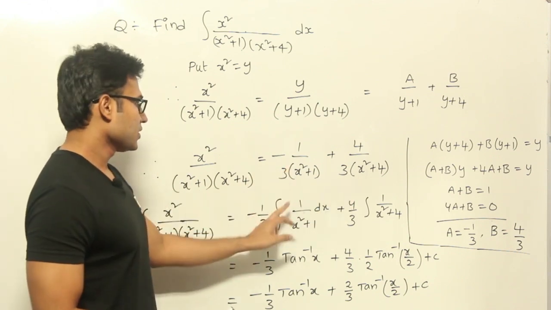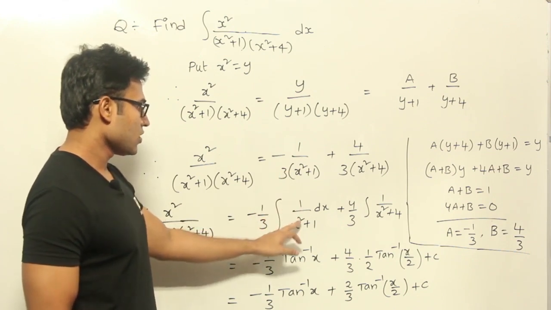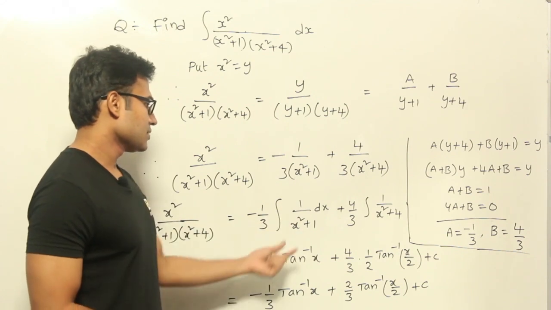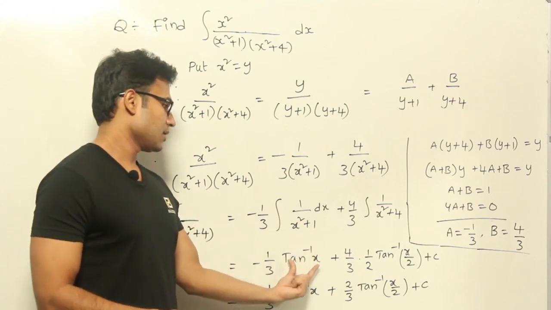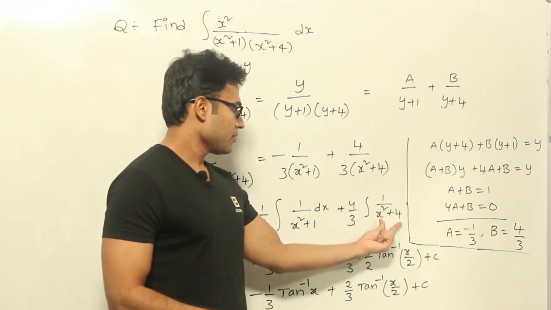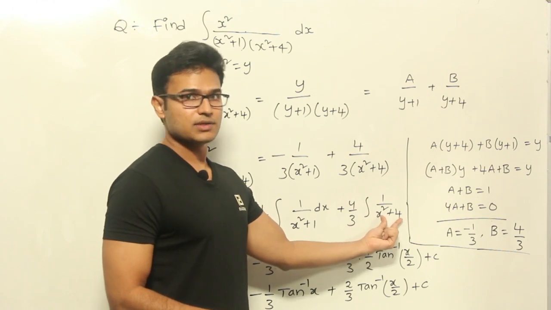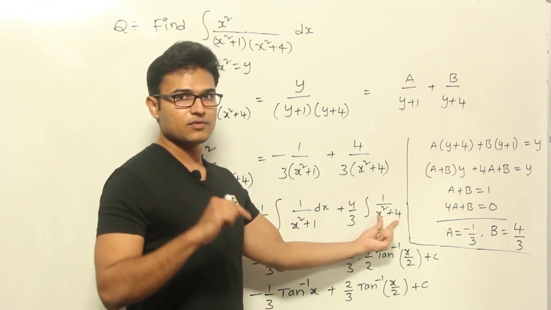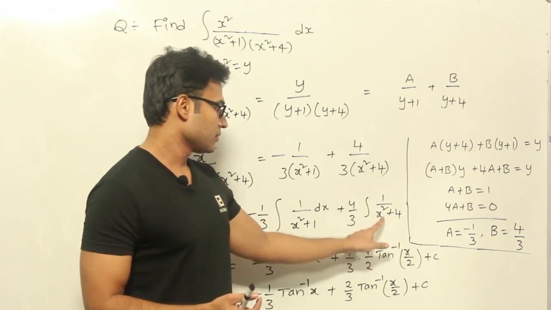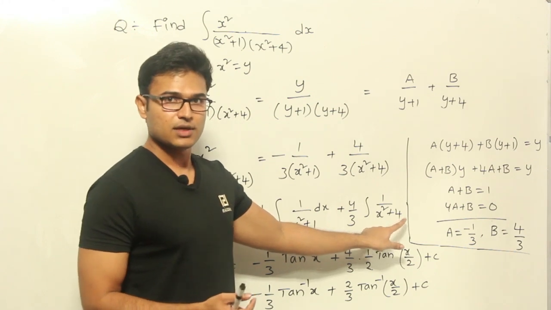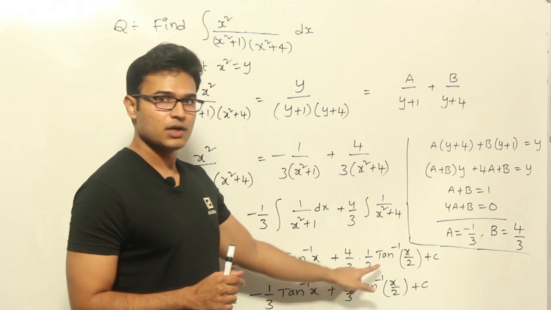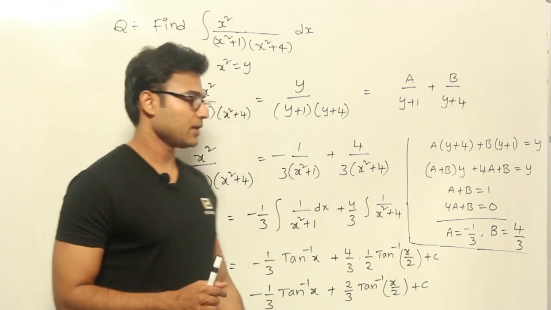Now if I apply integration to this, it is going to be minus 1 by 3 into 1 by 1 plus x square. We know that the integral of 1 by 1 plus x square is tan inverse of x. And for this one, it is in the form of 1 by x square plus a square. It is 1 by a into tan inverse of x by a. Here it is x square plus 2 square, therefore in place of a there is 2. So the formula is 1 by a into tan inverse of x by a.